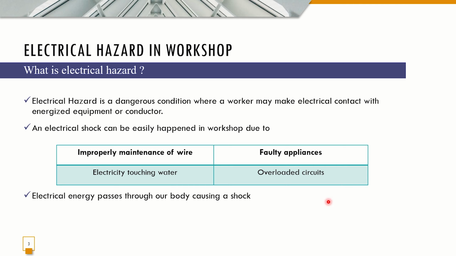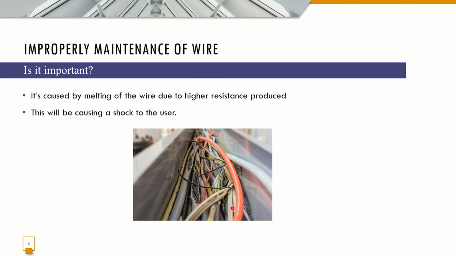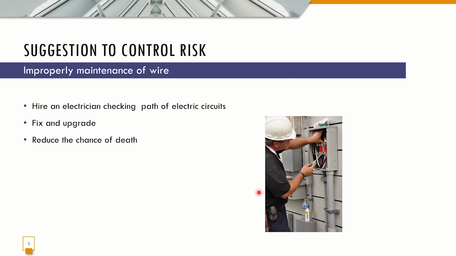How can a shock happen? This is due to electrical energy passing through our body, causing a shock. So I will be talking about improper maintenance of wire. It is normally caused by melting of wire due to higher resistance and current produced. This is an example of improper maintenance of wire.